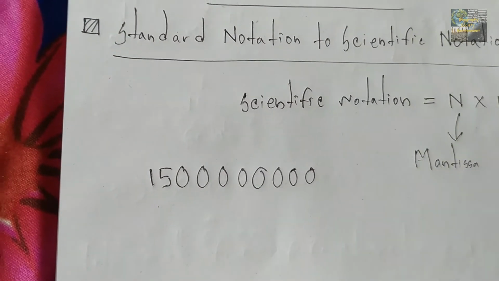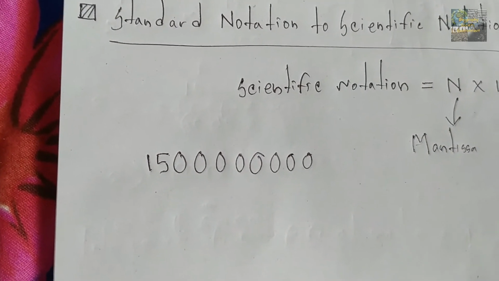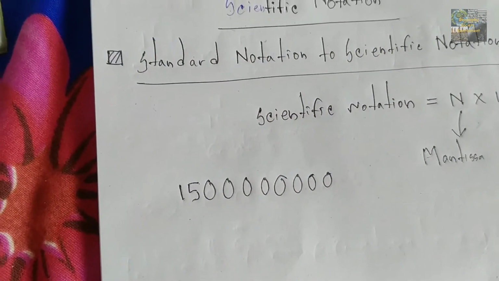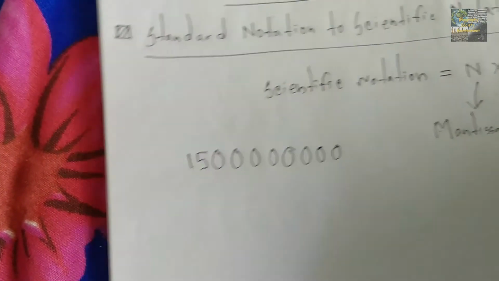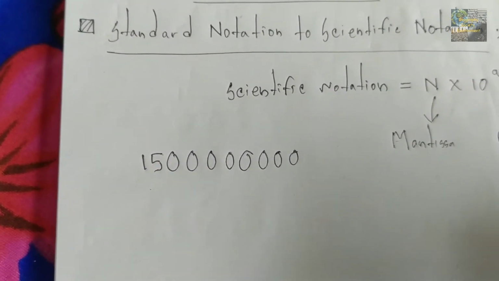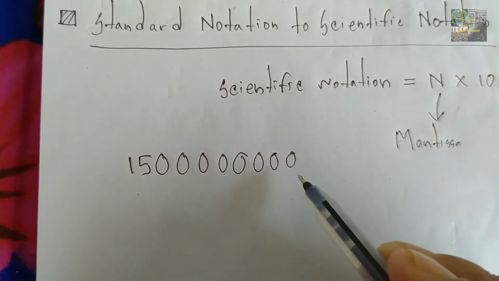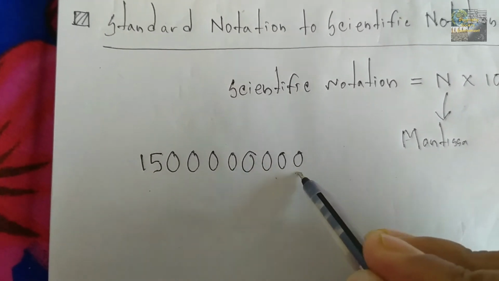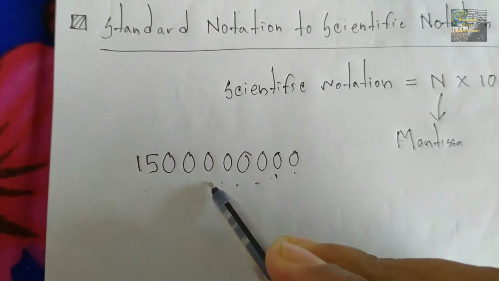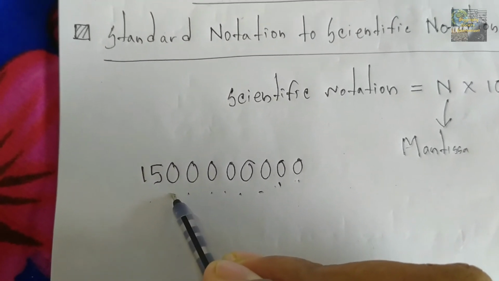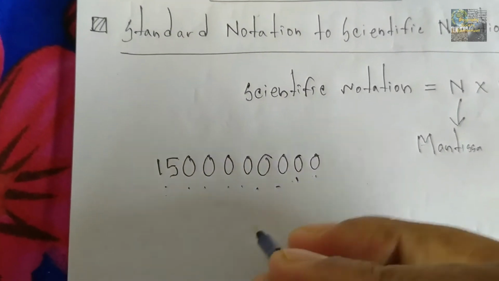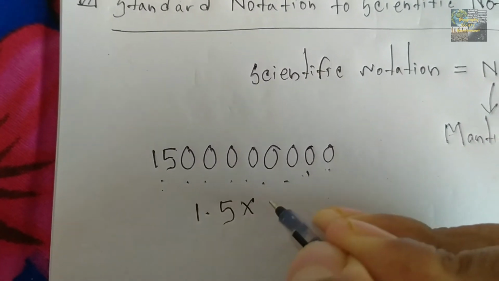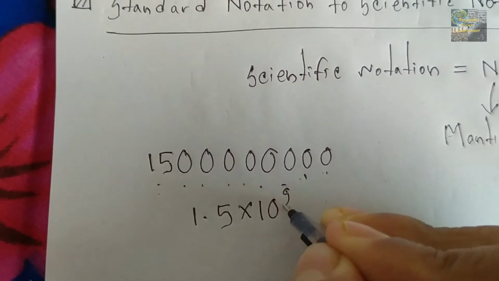For this purpose, you can see that this is a positive value because the value is greater than 1. For any positive value, you put the decimal point from right hand side to left hand side. You can see 1, 2, 3, 4, 5, 6, 7, 8, 9. Then I can write 1.5 into 10 to the power 9.